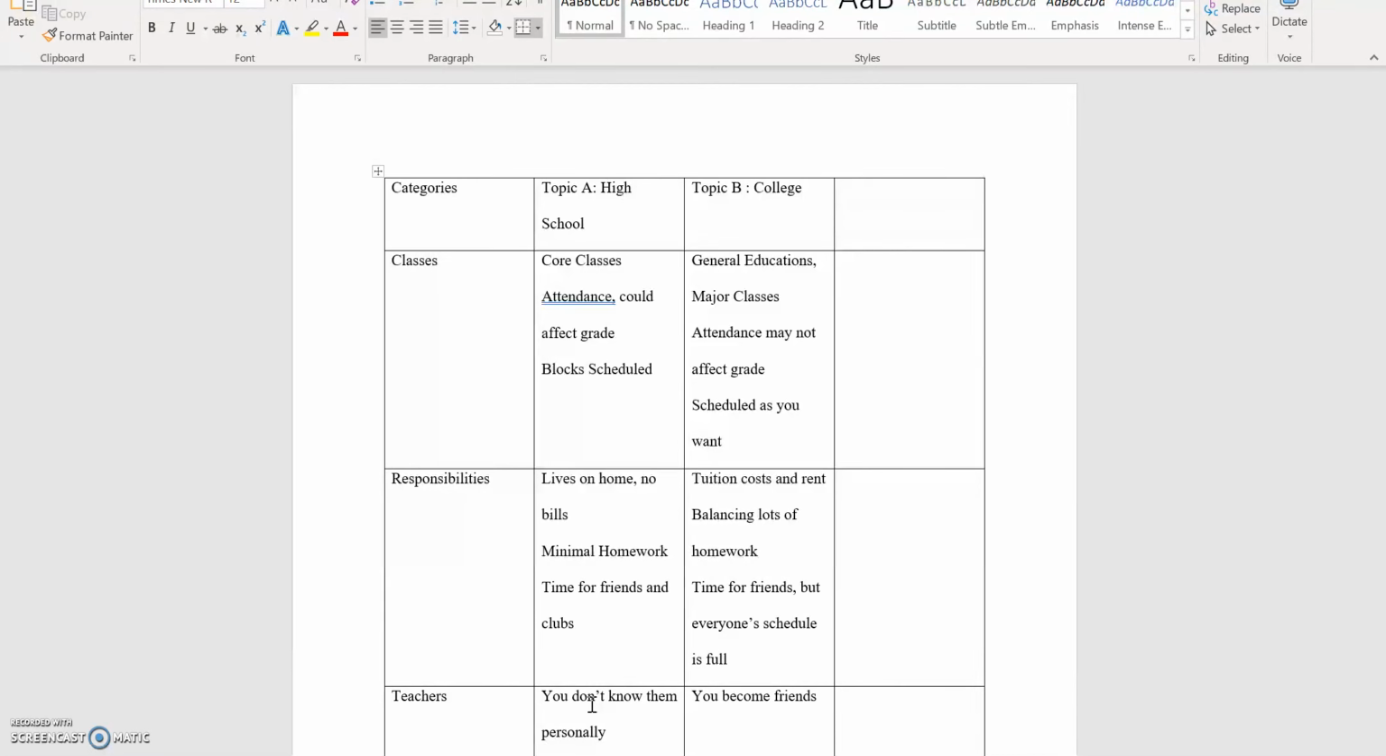When you write your thesis for a comparison and contrast, it's really important that the thesis contain the two topics and then contain the keywords that they are alike if you are comparing them, or they're different if you are contrasting them. My goal was to contrast them. So a good thesis could be: although high school and college may have some similarities, the two are very different in classes, in responsibilities, and in teachers. If you name the three categories, it helps organize the thesis and then organize your writing when it comes to drafting.